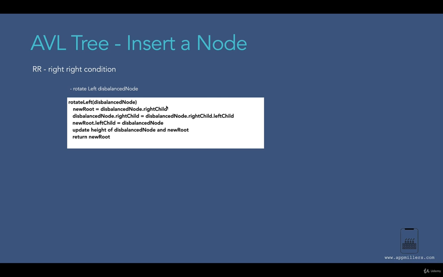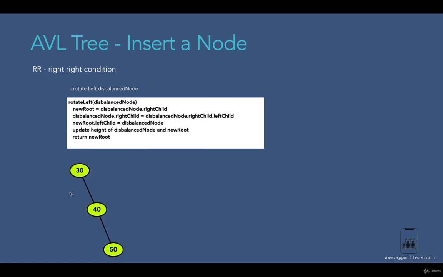So here again the algorithm looks like this. So first we are creating a new root based on the disbalanced node's right child, then we are setting the disbalanced node's right child to the disbalanced right child's left child, then we are setting the new root's left child to the disbalanced node. Then at the end we are updating the height of the disbalanced node and the new root.